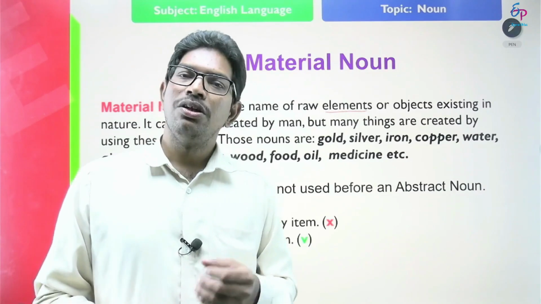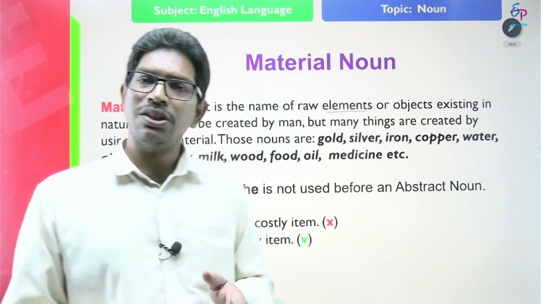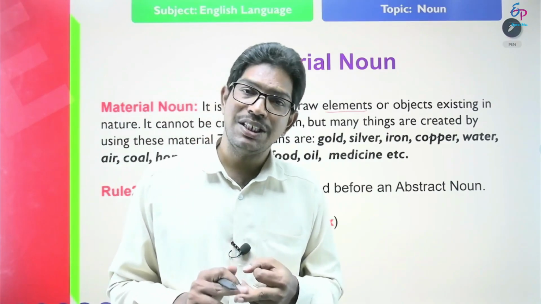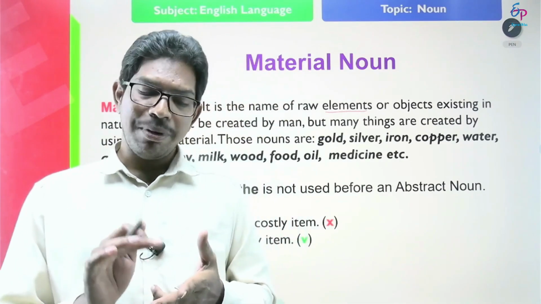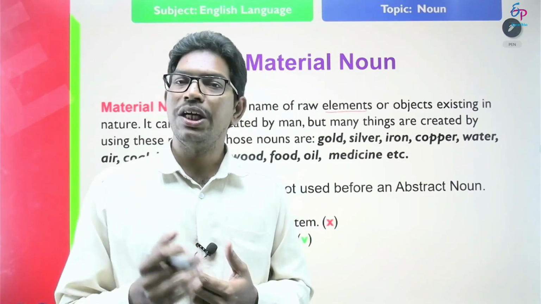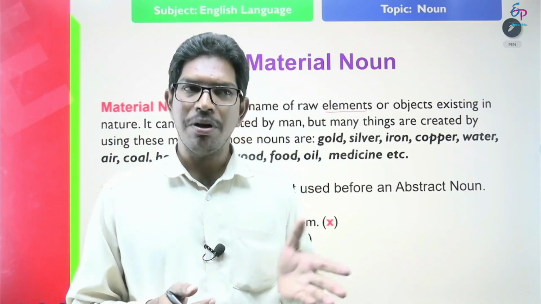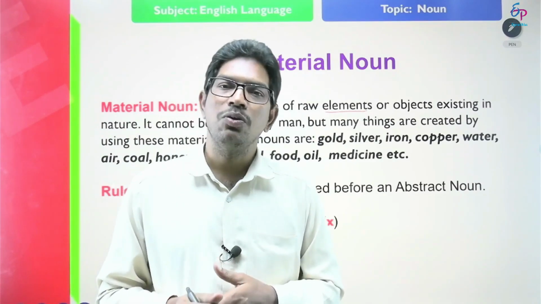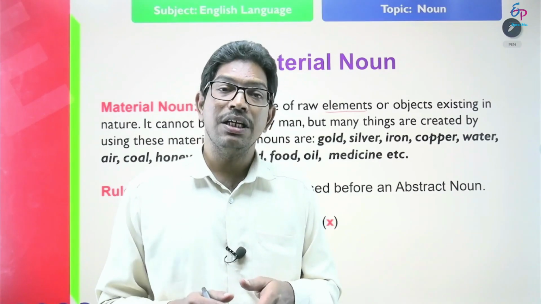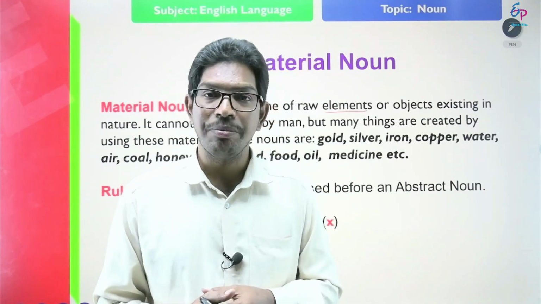For example, chair. What is chair? It is not a material noun. Chair is made up of plastic or wood. Here, plastic or wood, these are called material nouns. The chair is made up of wood or plastic, and wood and plastic are material nouns. What is a material noun? It is found in nature, not man-made.